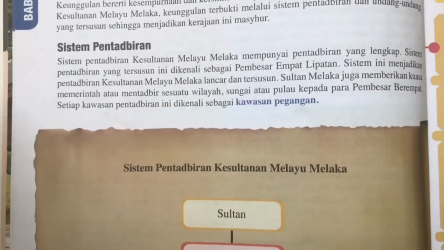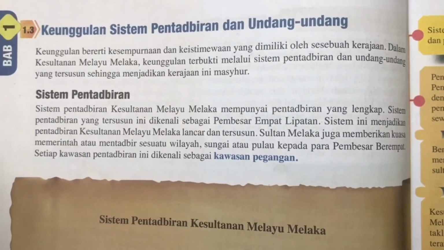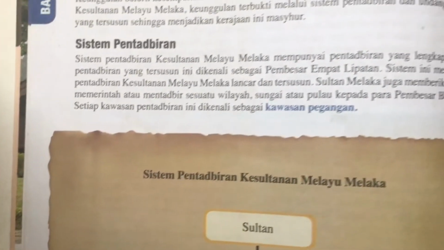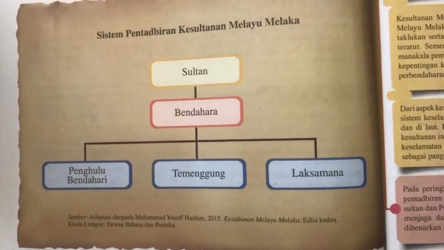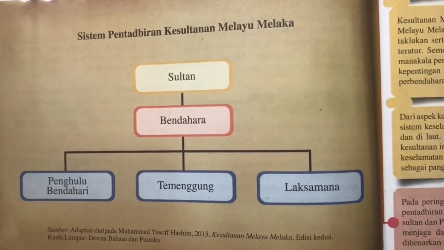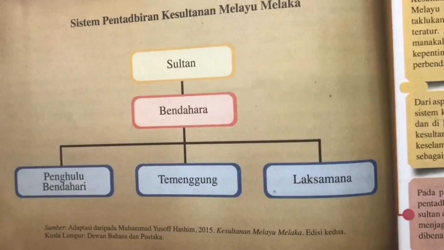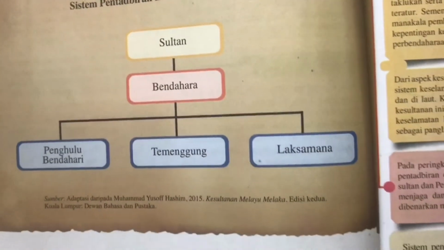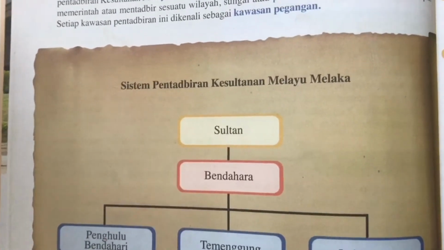So what happens in page 8? Alright, so we have keunggulan, sistem pentadbiran dan undang-undang. What happens here? You need to break it down. So we have sistem pentadbiran. So what happens under sistem pentadbiran? You need to know this graph, please. This is not difficult. It's been there from your sekolah rendah pun dah belajar ni. You need to know. Sultan, below him is Bendahara, Penghulu Bendahari, Temenggung, Laksamana. Alright? And you need to know their position. Please remember this. And this might look a bit heavy, but it's not that heavy.